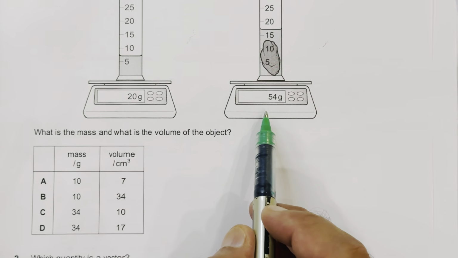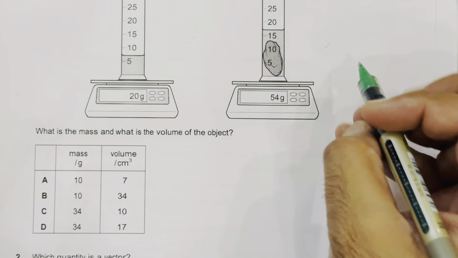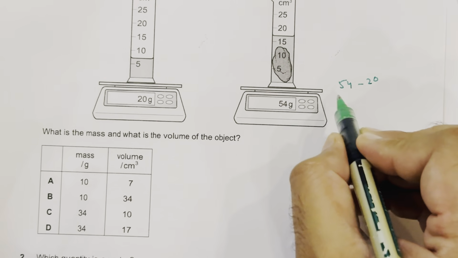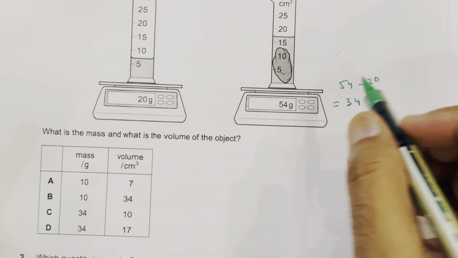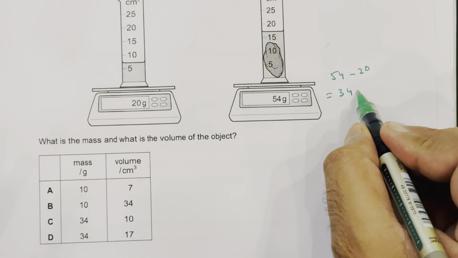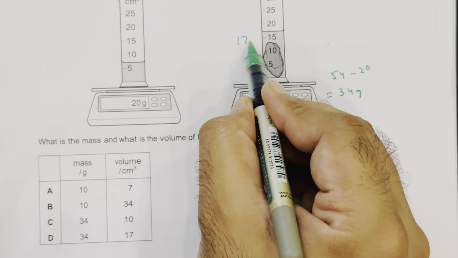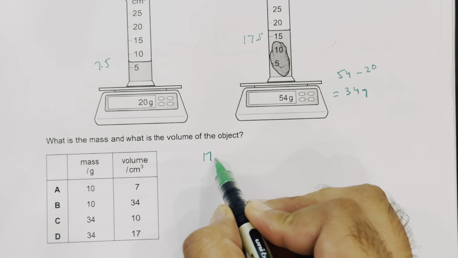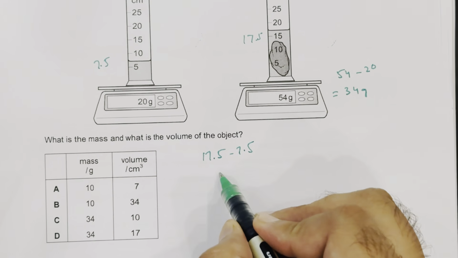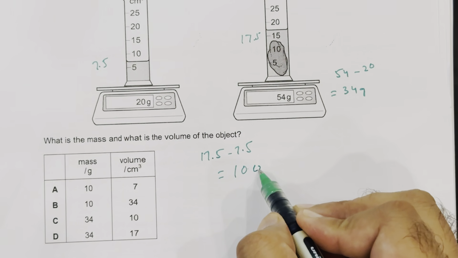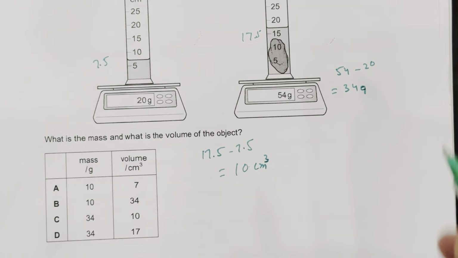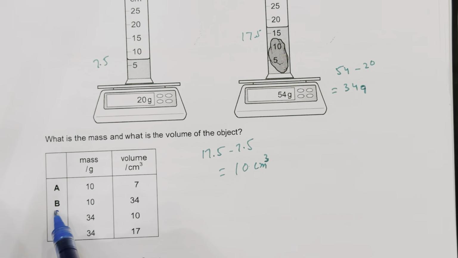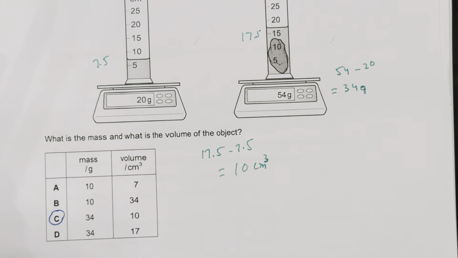Here we can see the mass is 54 and here the mass is 20. So we're going to subtract 54 minus 20 and we get the mass, which is equal to 34 grams. And the volume over here is 17.5. Over here the volume is 7.5. So we're going to subtract 7.5 from 17.5 and we get the volume, which is equal to 10 centimeter cube. So our answer would be 34 grams and 10 centimeter cube. So it is option C that carries 34 grams and 10 centimeter cube.